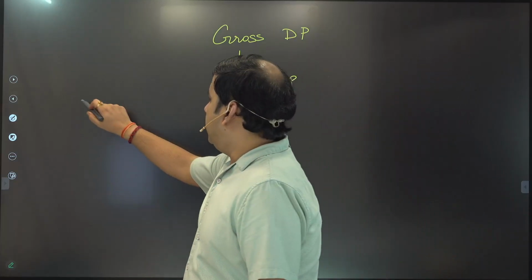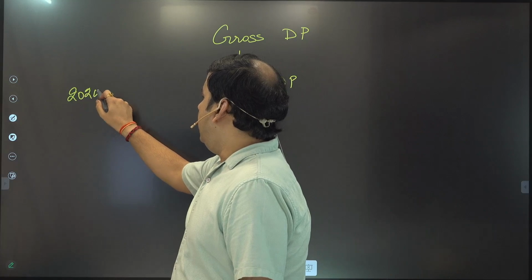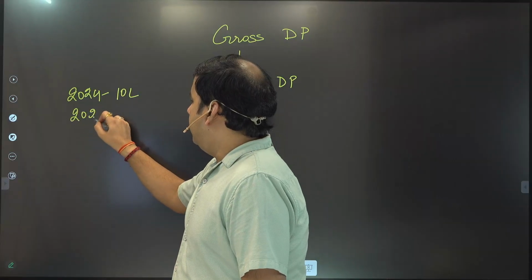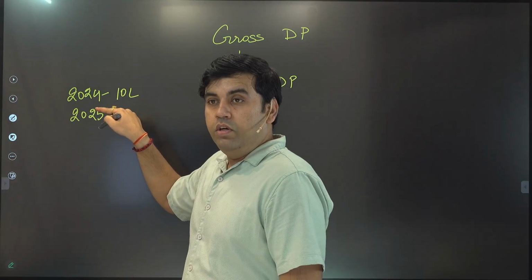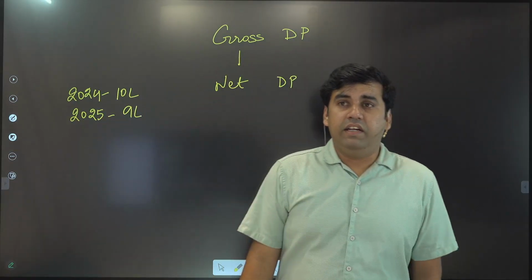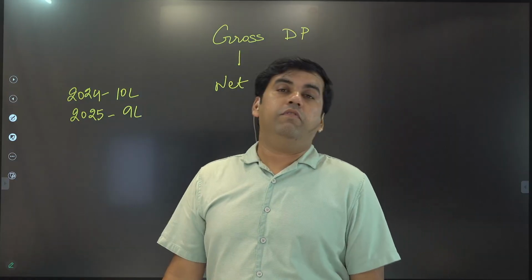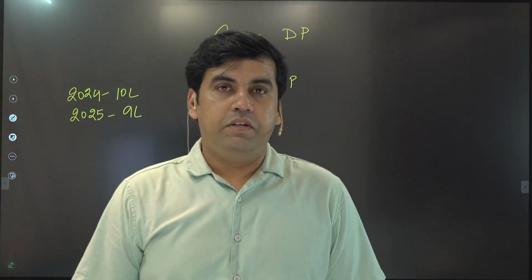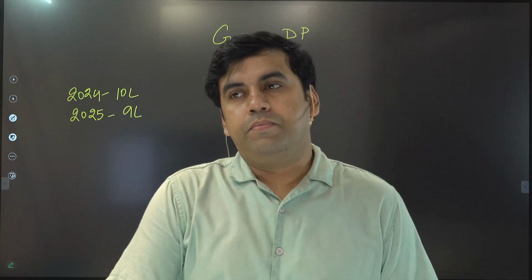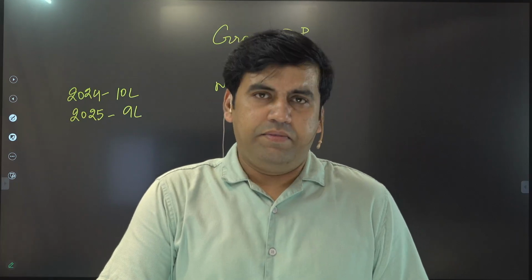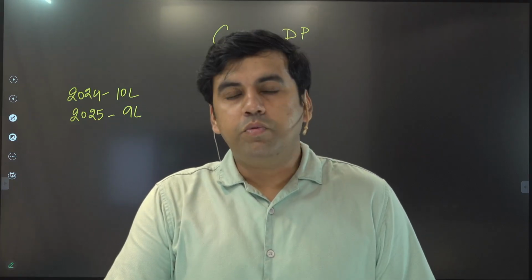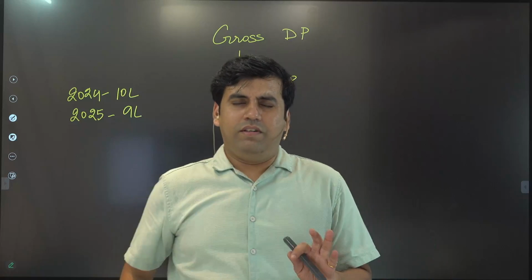Because the value of something, let's say in 2024, was 10 lakh. In 2025, if this thing is being used, its value is 9 lakh. It is depreciating. Sometimes things depreciate over a period of time. Machines depreciate, goods depreciate. Depreciation means wear and tear. Now, how this wear and tear is calculated is not your concern.